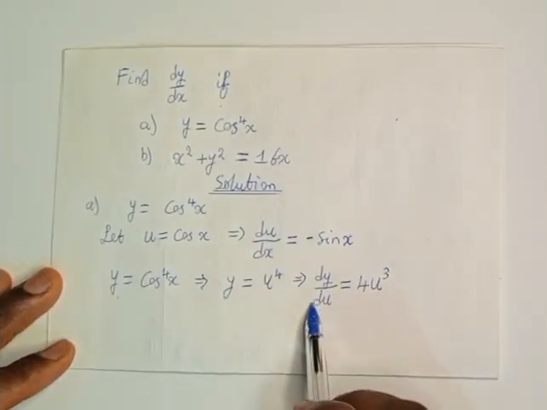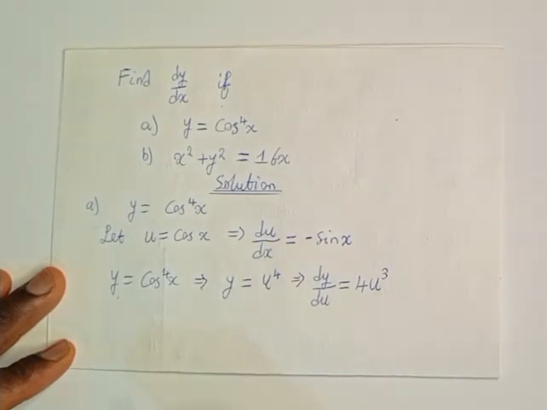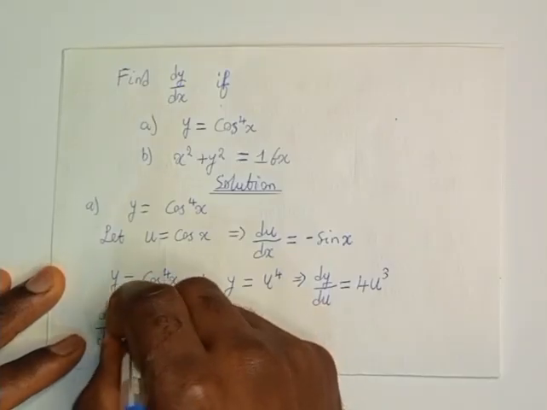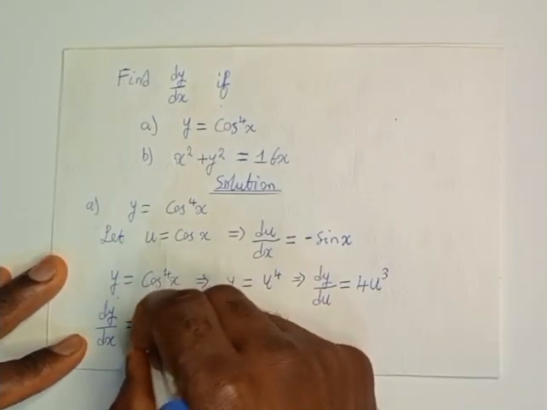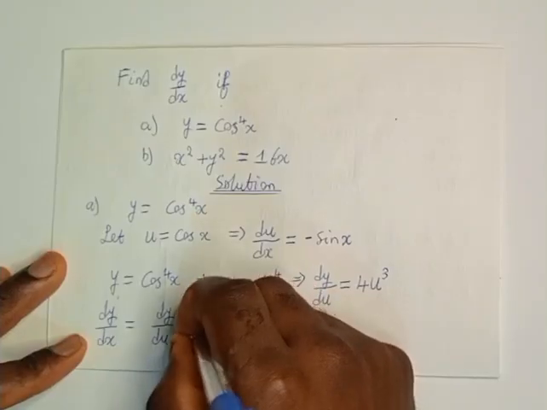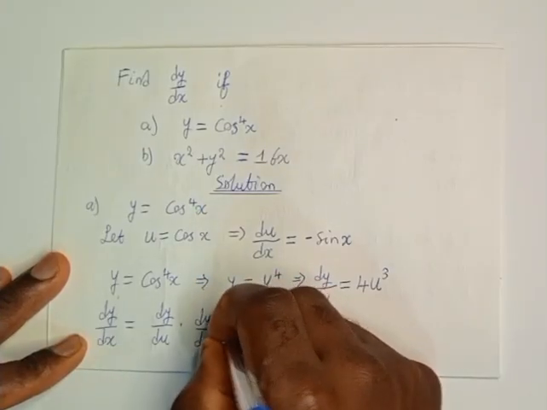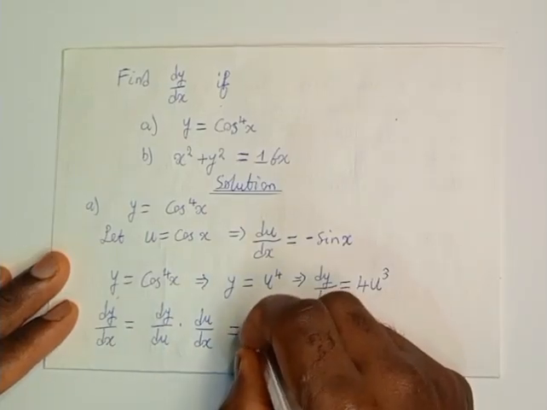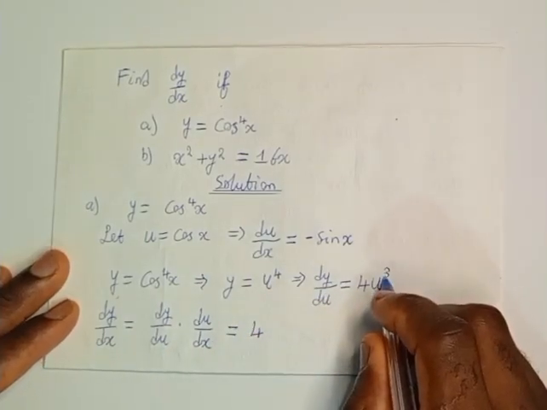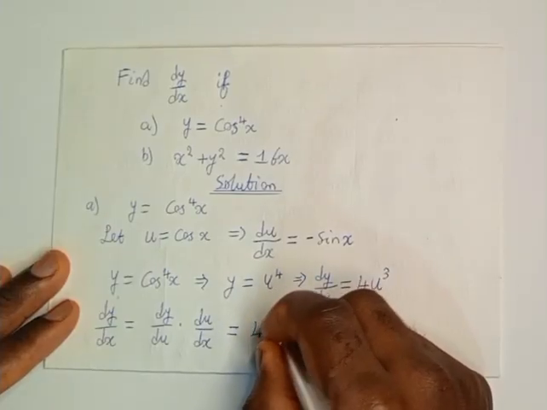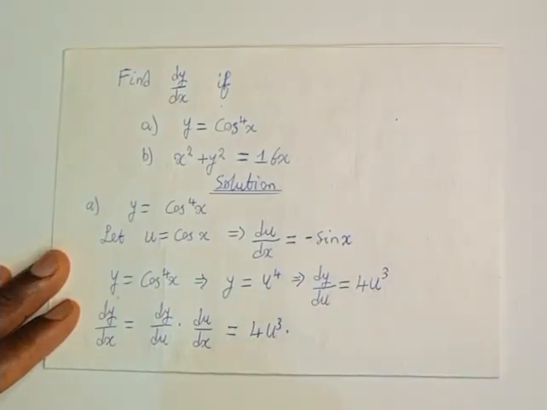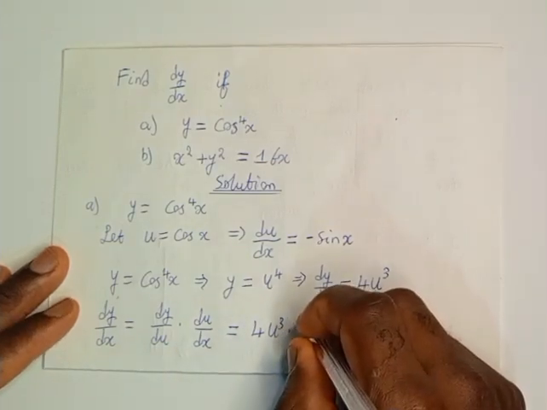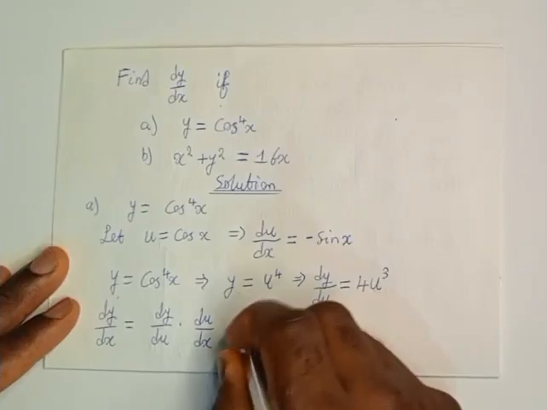Now we know dy on du, we know du on dx, we can find dy on dx. Dy on dx will simply be equal to dy over du times du over dx. This will simply be equal to dy on du, which is 4u cubed, times du on dx, which is negative sine x. I'll bring the negative sign in front.